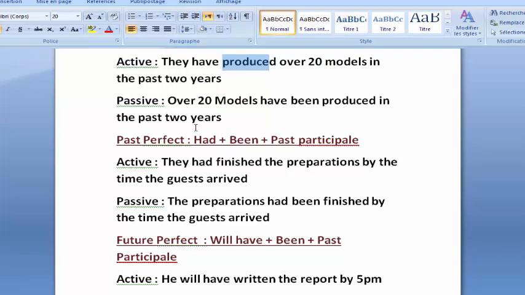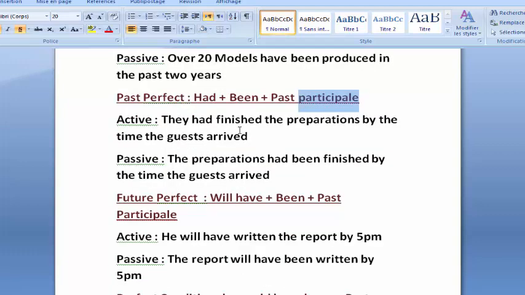We have past perfect. Past perfect: had plus been plus past participle. So the active: they had finished the preparations by the time the guests arrived. So the preparation had been. We start by the preparation had been. Like the rule said, had been plus past participle finished. Like we said above.